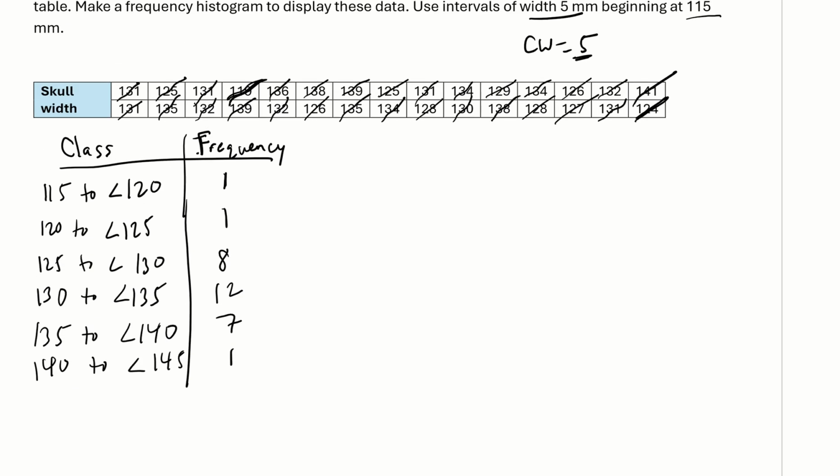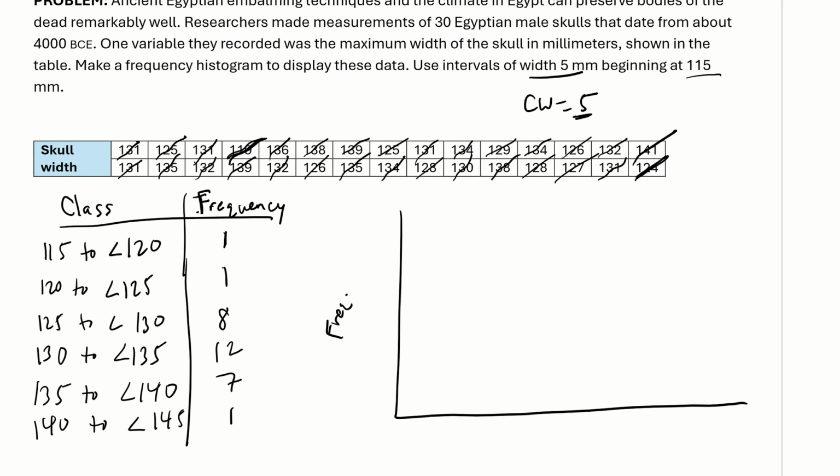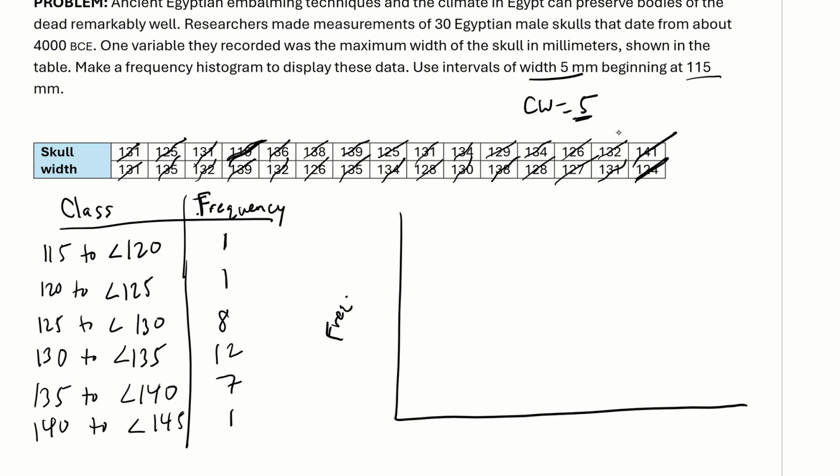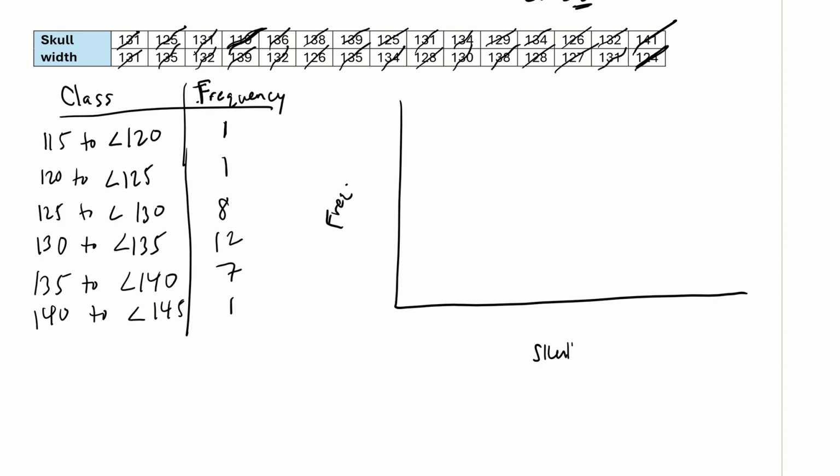All right, so that's my frequency table, and then we can make our histogram from that. So we've got our frequency on the y-axis, and here the measurements of the skulls, right? So the skull width in millimeters. We'll go by the biggest frequency, which is 12, so we'll just go by ones. 1, 2, 3, 4, 5, 6, 7, 8, 9, 10, 11, 12. And we'll do our classes, so 115 to 120 to 125 to 130, and so on and so forth.